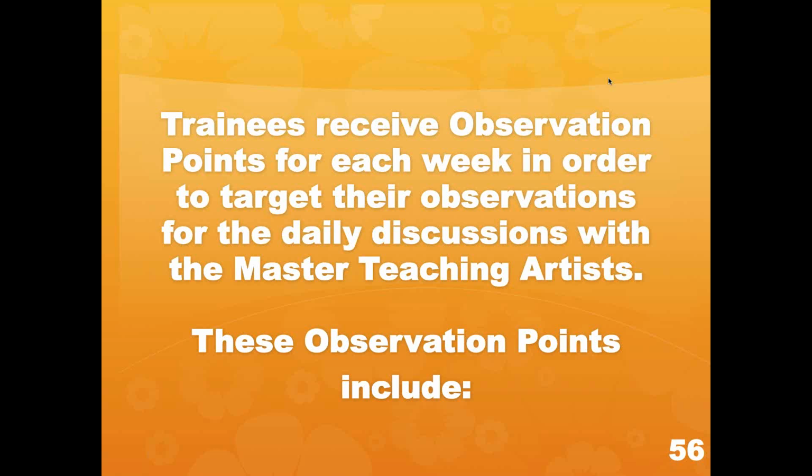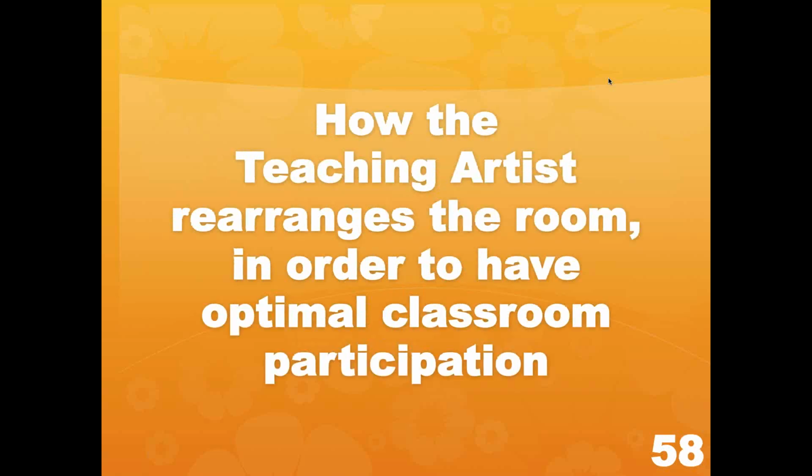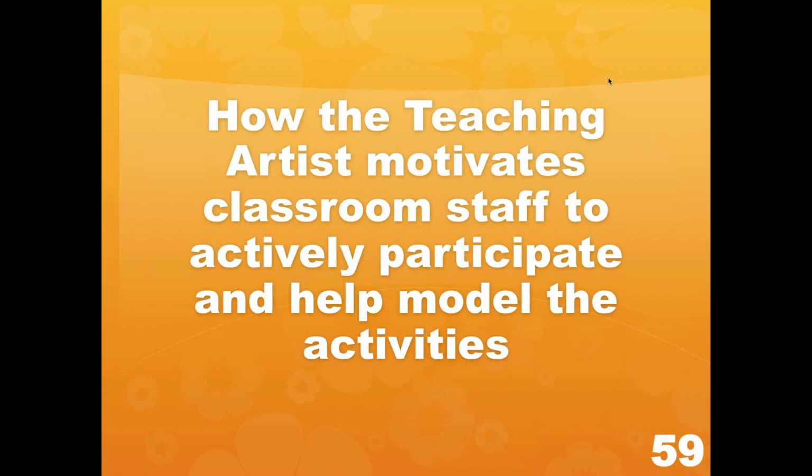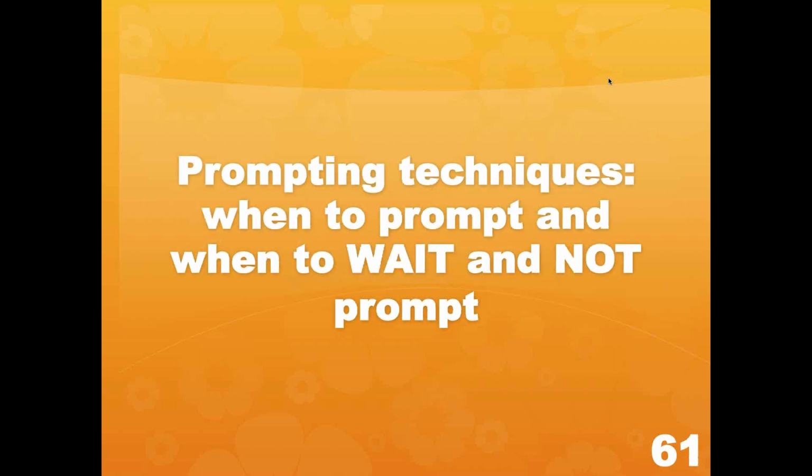These observation points include personal reflection, how they feel when they are observing a student having a meltdown, for example, or how the teaching artist rearranges the room in order to have optimal classroom participation. They also observe how the teaching artist motivates classroom staff to actively participate and help model the activities, which is a very big thing that teaching artists need to learn how to do, get the staff involved. How the teaching artist engages with nonverbal students, and there are many ways that can happen.